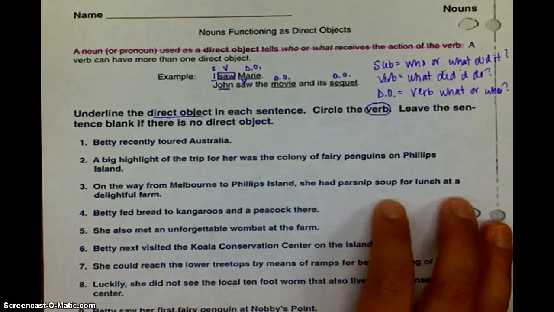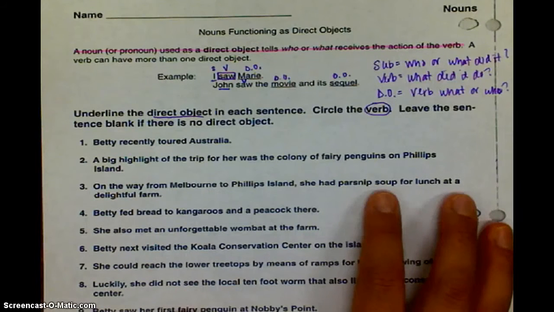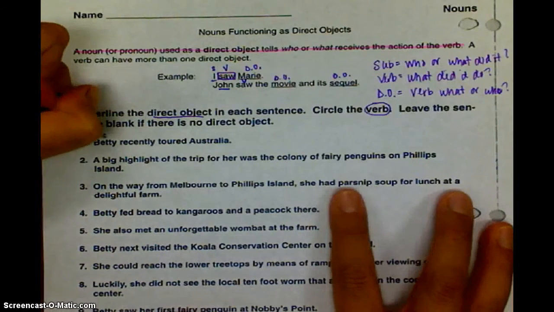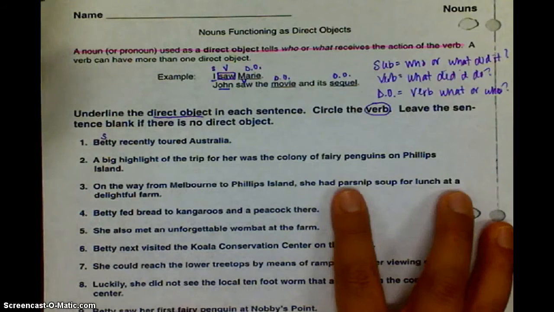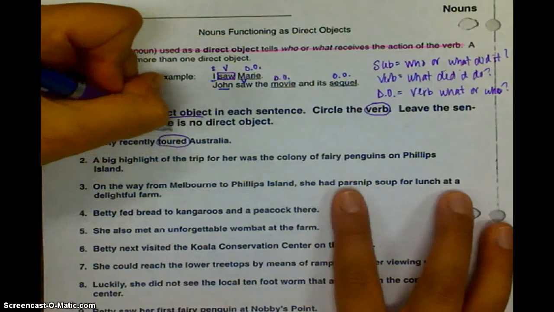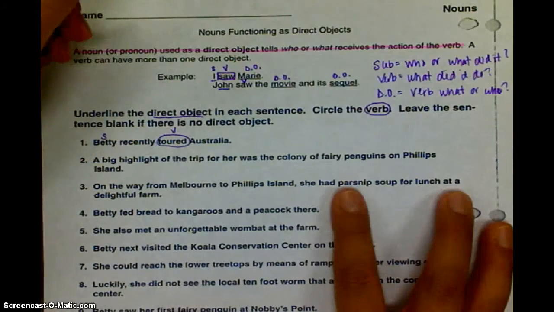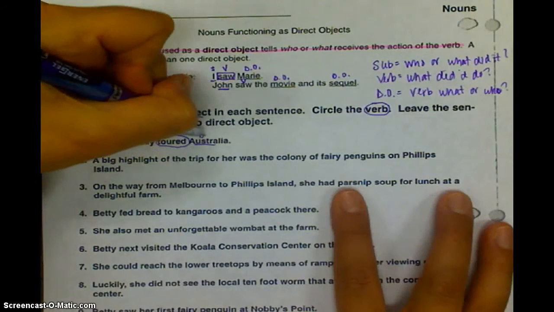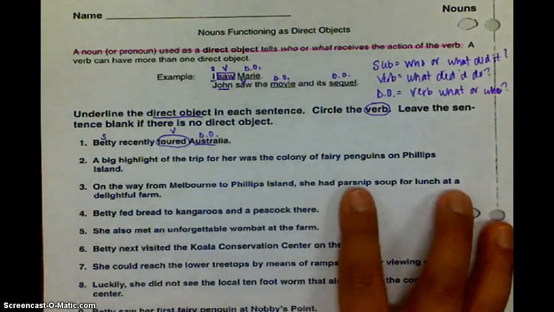It says, Betty recently toured Australia. Who or what did it? Betty, right? That's our subject. We're just going to label it subject. What did she do? She toured. Toured what? Australia. Australia is your direct object. And you see how I'm labeling subject, verb, direct object? You should be also labeling subject, verb, direct object.